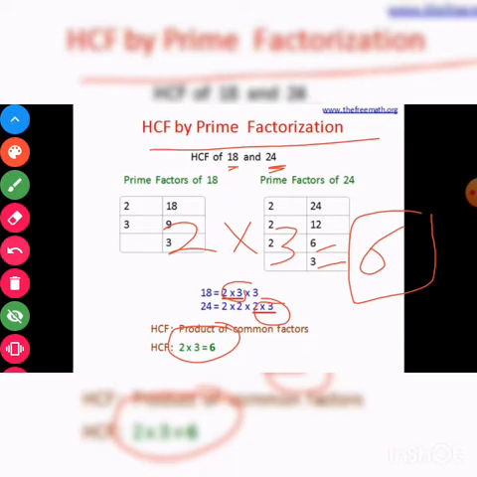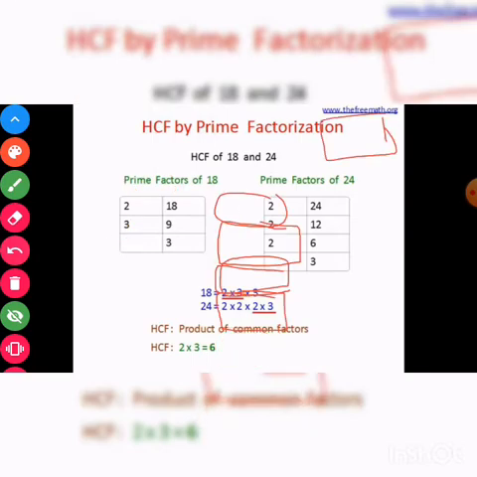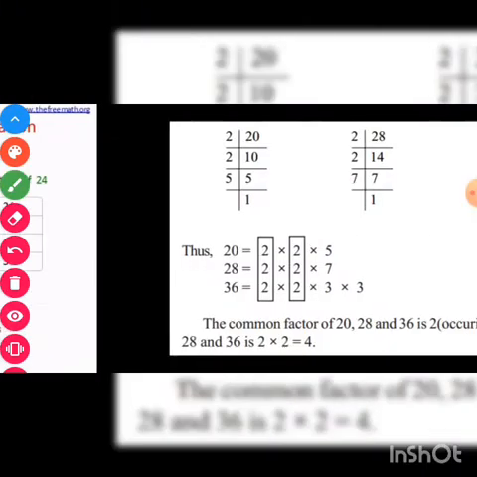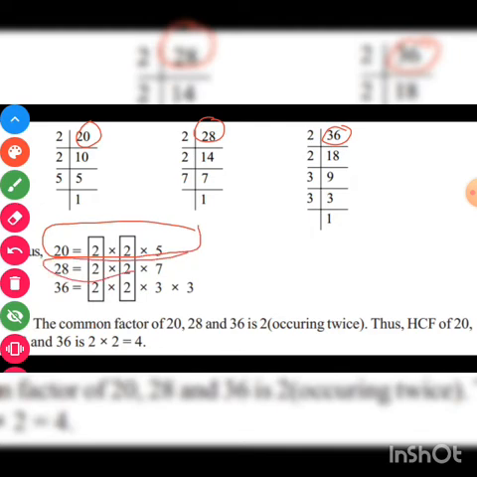Now let us find out the HCF of three numbers by using the prime factorization method. Let us take the example of 20, 28 and 36. Let's do the prime factorization. When you do the prime factorization of 20, you get 2 into 2 into 5. For 28, you get 2 into 2 into 7. And for 36, you get 2 into 2 into 3 into 3.